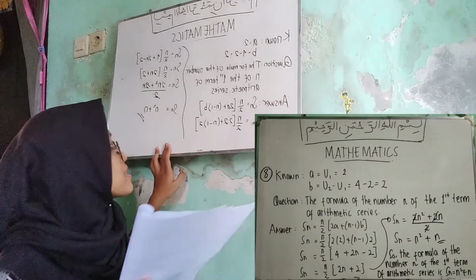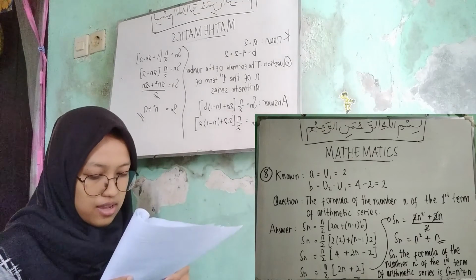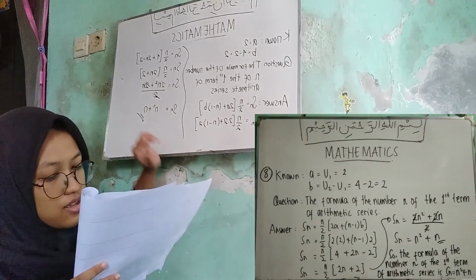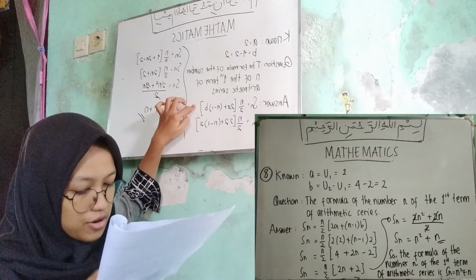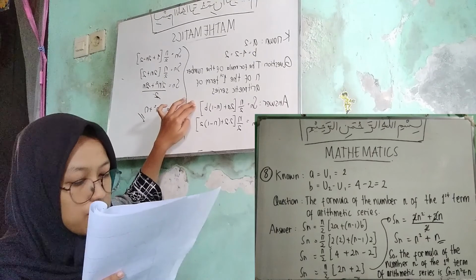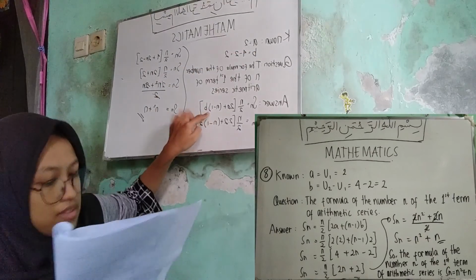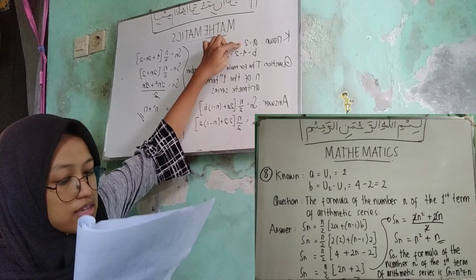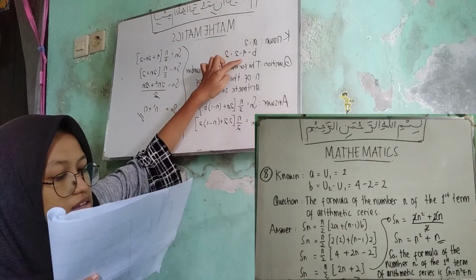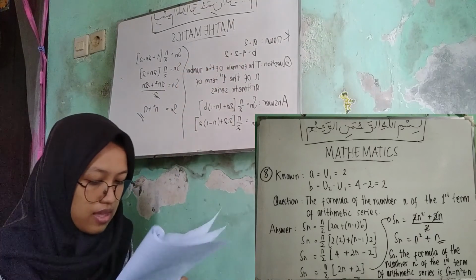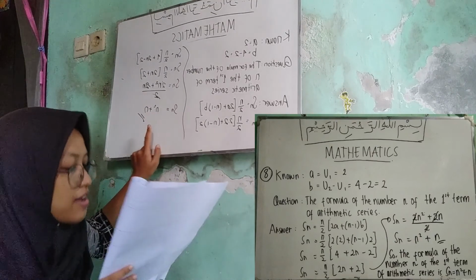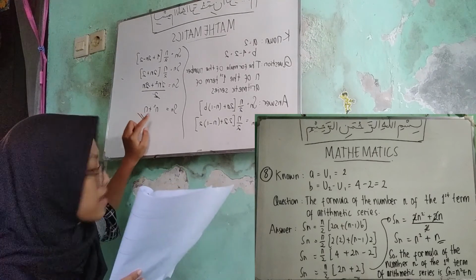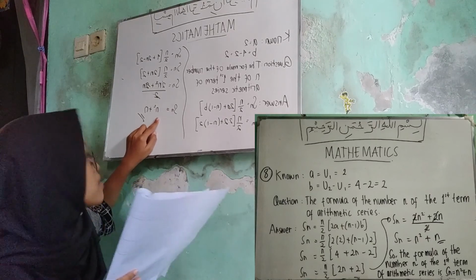In this problem, we have the arithmetic series and we shall find the formula of the sum of the first n terms of the arithmetic series. First, we write the formula that we obtained before. Then substitute the values of a and b. The value of a is equal to 2 and the value of b is equal to 4 minus 2, which is equal to 2. Then we substitute and obtain Sn is equal to n squared plus n.